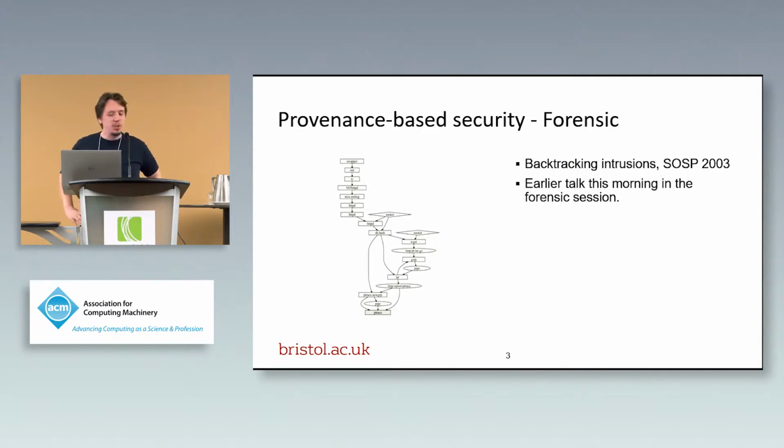And the first application of provenance to security looked at similar ideas. So the idea was, when an intrusion is detected, to track back this chain of events to understand what happened. So for example, if you were in the forensic section, there were some people there working on using provenance to understand intrusion in the cloud, if I remember correctly. And that dates back to the first paper in 2003 in SOSP.